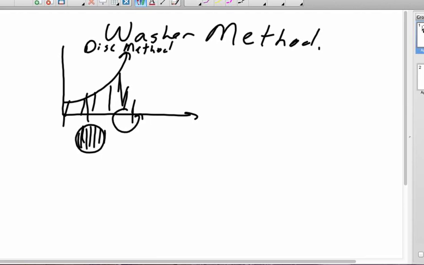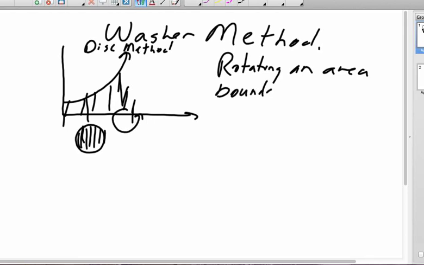This one is slightly different. We're going to be rotating an area bounded by two curves about some kind of x-axis, something like this. And it's going to give us the washer method.